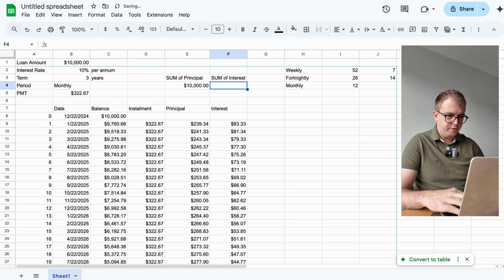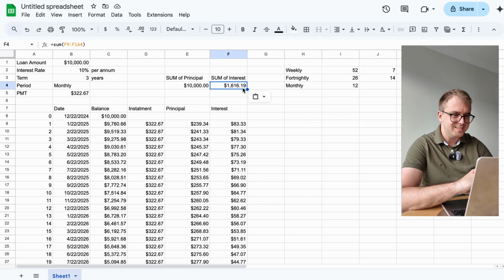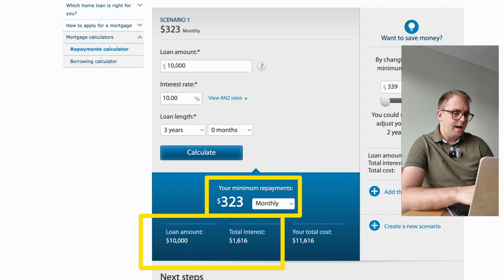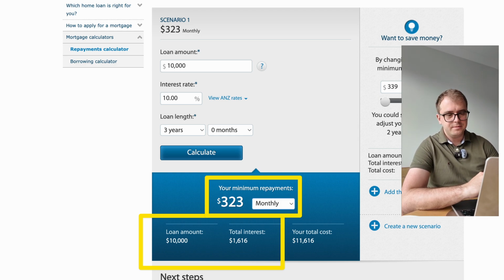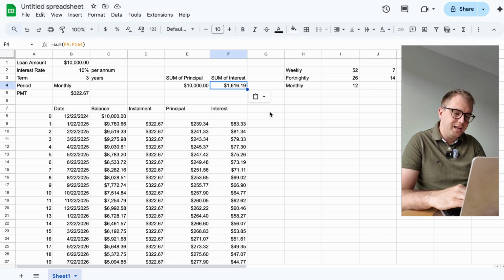So we can do that same formula and copy it across. So we've got $1,616.19 of interest throughout the life of the contract. This aligns with what ANZ would calculate. Okay, so now let's look at calculating the actual interest that many lenders would charge.